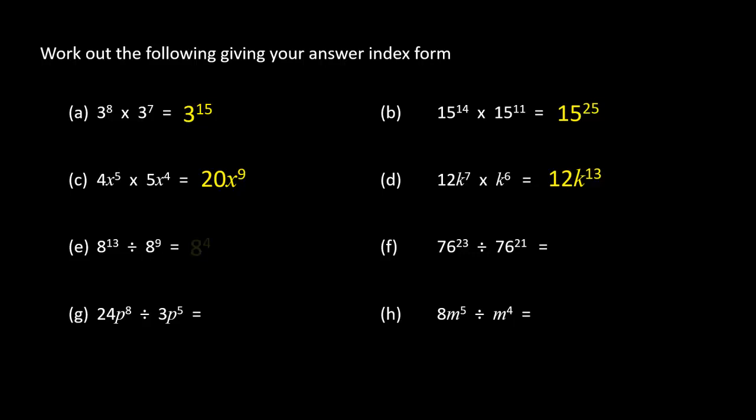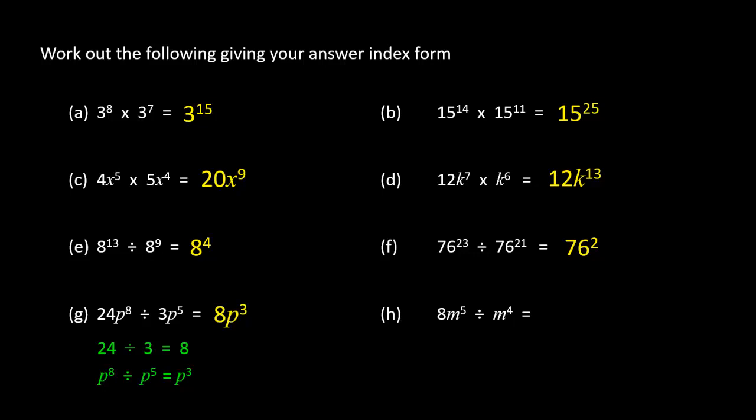8 to the power of 4. And this one, 76 to the power of, well, 23 minus 21 is 2. Now, we didn't really go through these in the video, but you know what to do. Divide numbers by numbers, letters by letters. So for that first one, G, 24 divided by 3 is 8. P to the power 8 divided by P to the power 5 is P to the power 3. So the answer is 8P to the power 3.